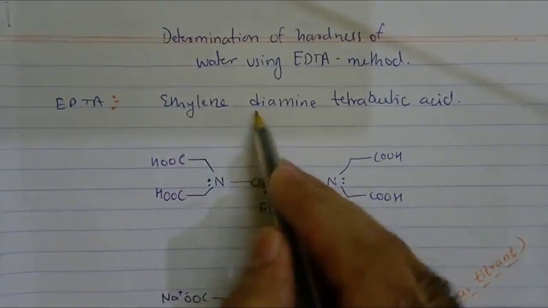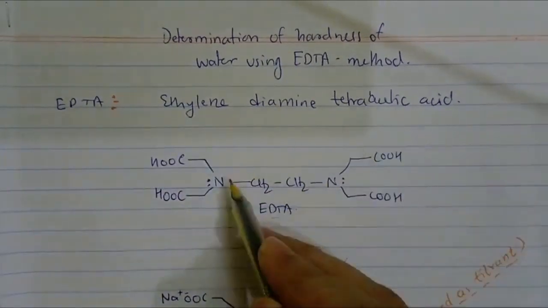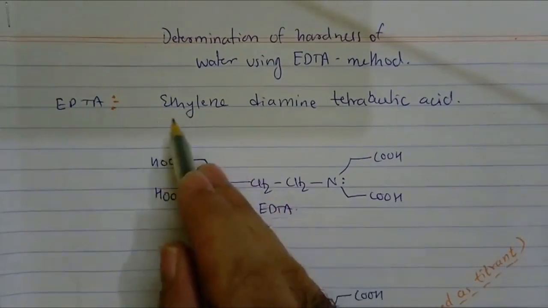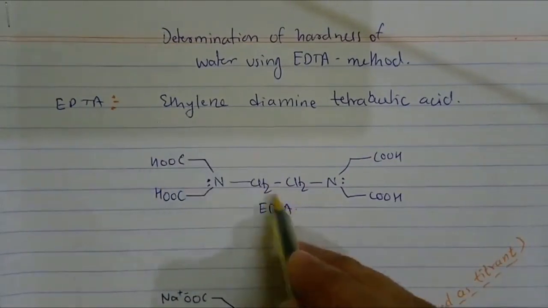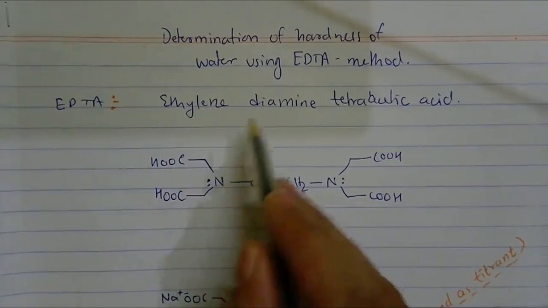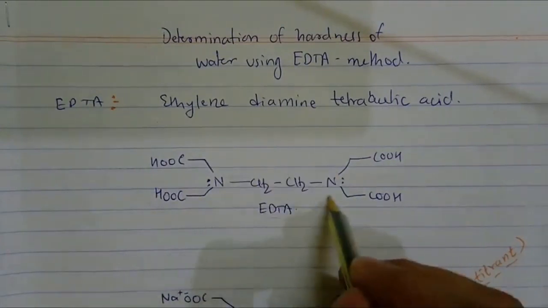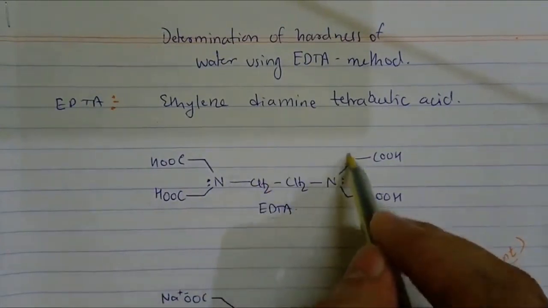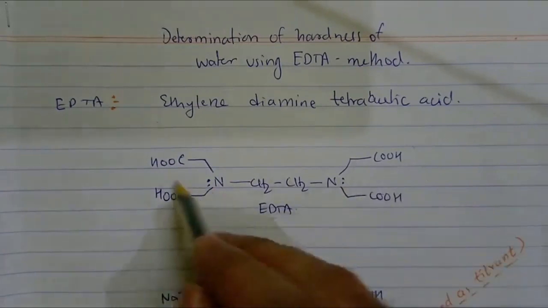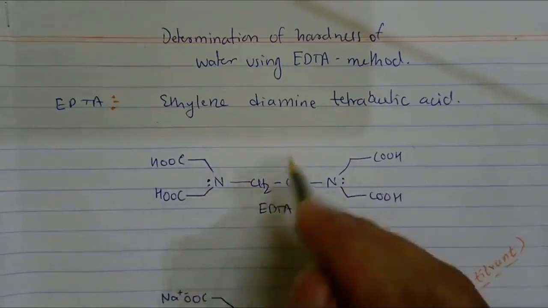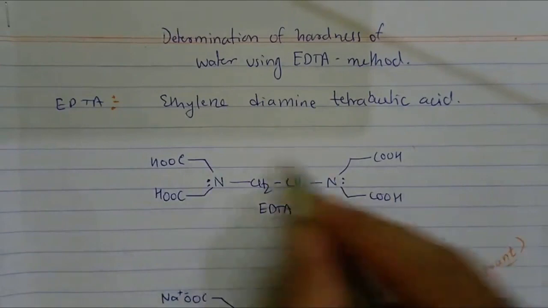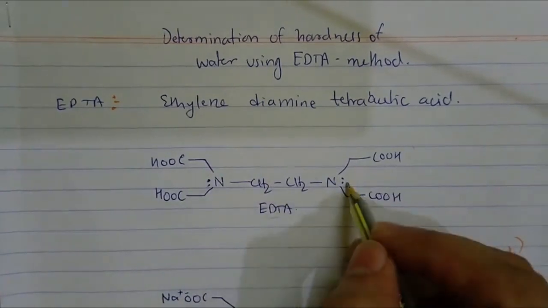EDTA is ethylenediaminetetraacetic acid. It has an ethylene group, that is CH2CH2. This group is called ethylenediamine. This is N and N. These groups are called diamine. This is substituted by four acetic acid groups. Now this type of compound acts as a ligand, and these compounds are hexadentate ligands.